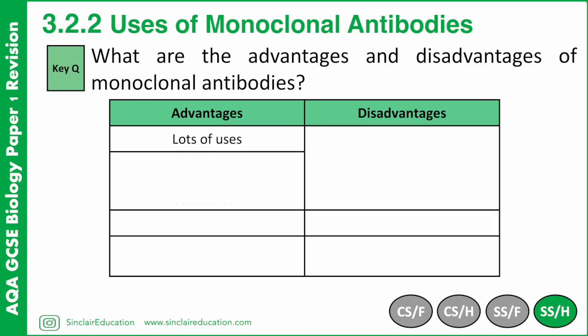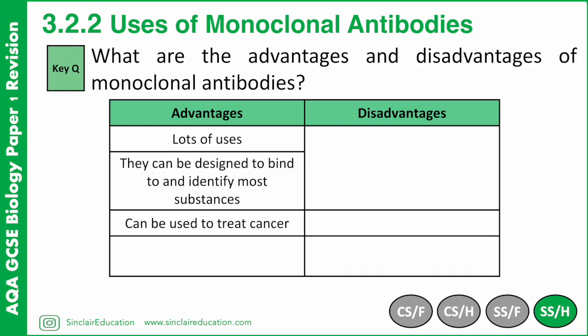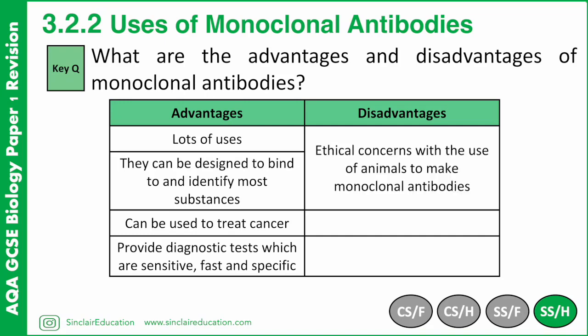Now the pros of this is there's loads of different uses that we could in theory use this for, and we could design these antibodies to bind on to pretty much anything that's got an antigen. It could be used to treat cancer, and we also get very fast sensitive tests. For example, they're used in pregnancy tests. However, the problem is that we're using animals to produce this, and there are ethical concerns around that. They're also pretty expensive to make, and there are more side effects than expected. And be prepared, you might be given data to evaluate a different procedure using these monoclonal antibodies.